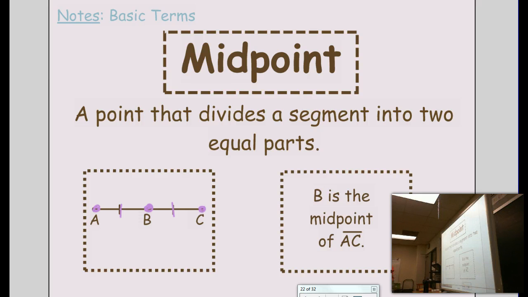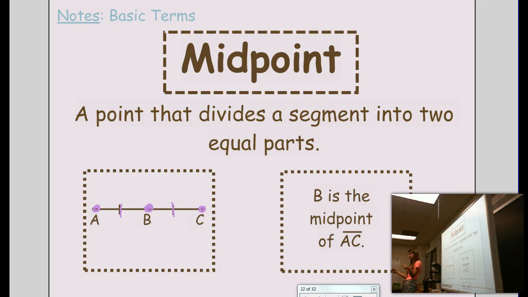If I gave you a segment, how would you find the midpoint of it? What are some ways you could find the middle of a segment? Give me different ways. You could measure it and divide it by 2. What else? What if I gave you a piece of string and I said find the middle?